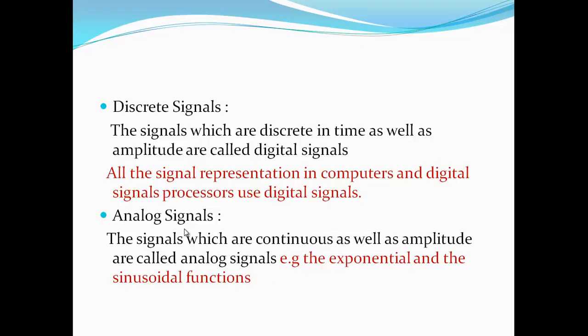So I discussed continuous time signals and discrete time signals, followed by continuous amplitude signals and discrete amplitude signals. In continuous amplitude, the amplitude is continuous, and in continuous time signals, the time is continuous. Similarly, in discrete time signals, the time is discrete, and likewise in discrete amplitude signals, the amplitude is discrete. Fine. Now, what are discrete signals?